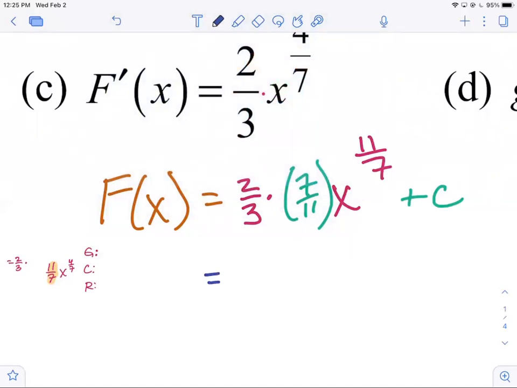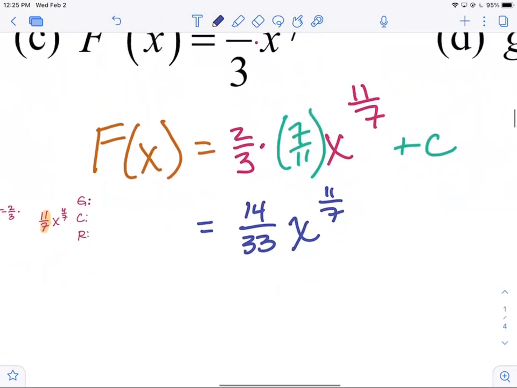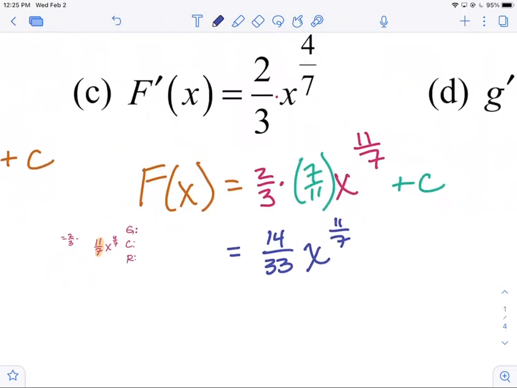7/11 times 2/3 is 14/33 x to the 11/7. Yeah. So notice what we've been doing so far. Let's review this real quick.